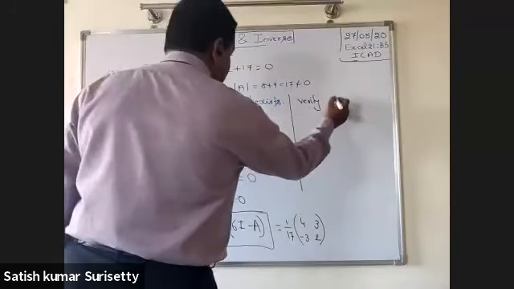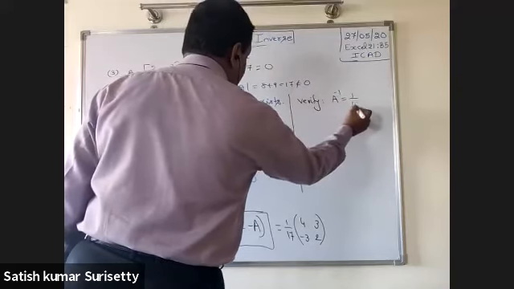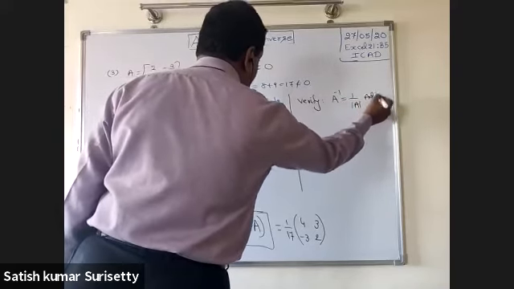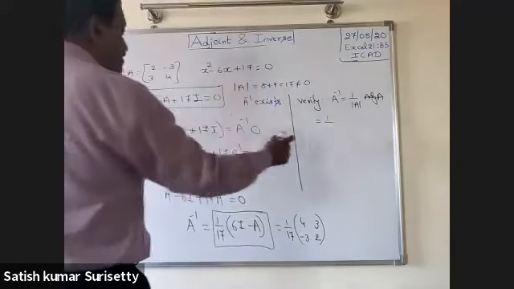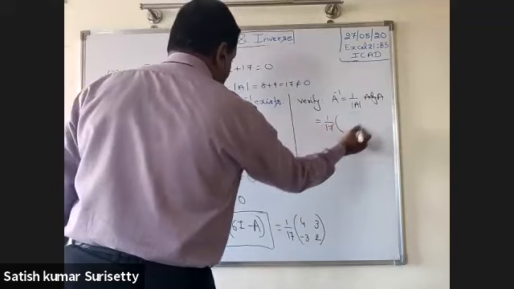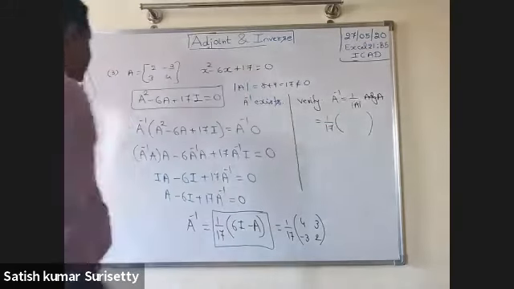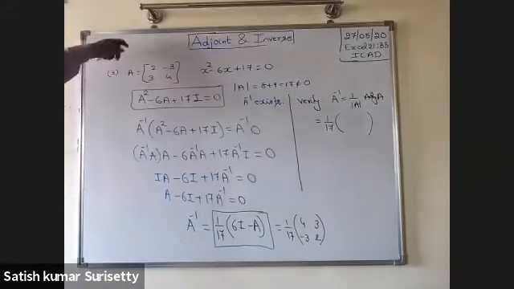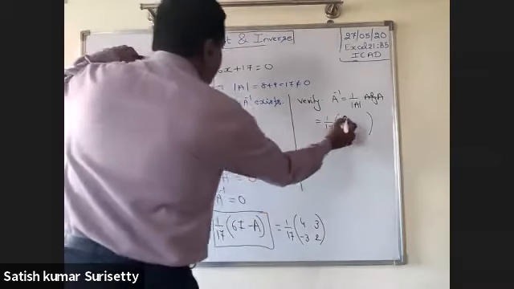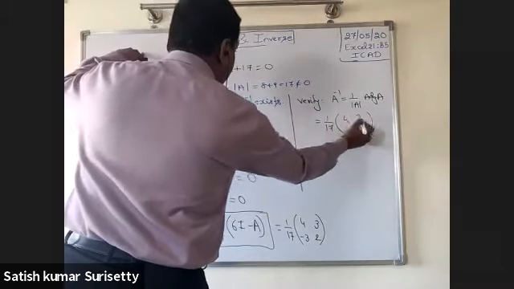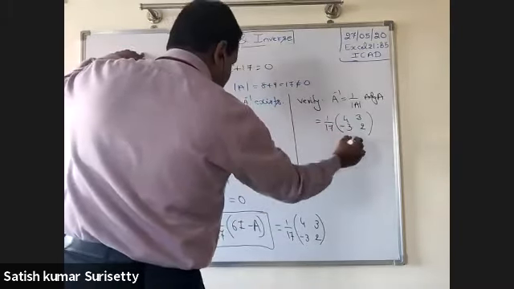Verification method. A inverse equal to 1 by determinant of A into adjoint of A. So 1 upon determinant of A, 17. Adjoint of a 2 by 2 matrix, you know how to calculate. Interchange the principal diagonal elements and, for the non-principal diagonal elements, change the sign. That means this will be 4 and 2, and this will be 3 and minus 3, which is the same as this.